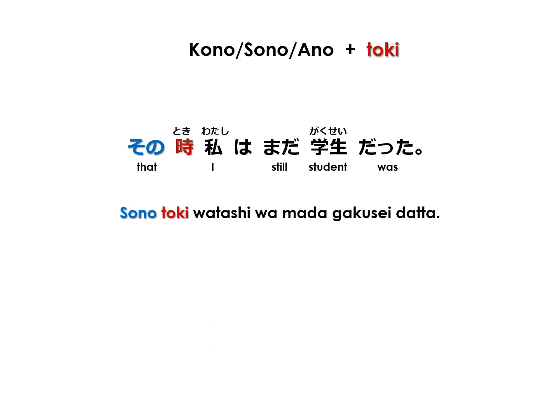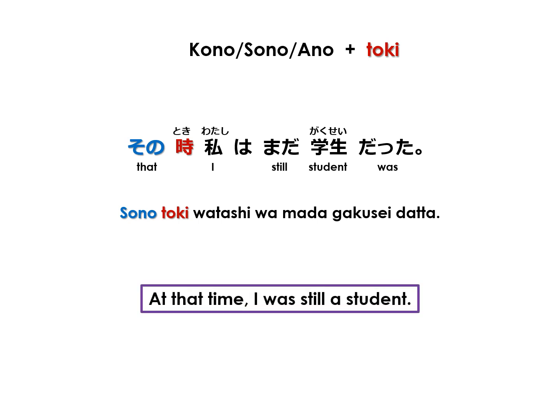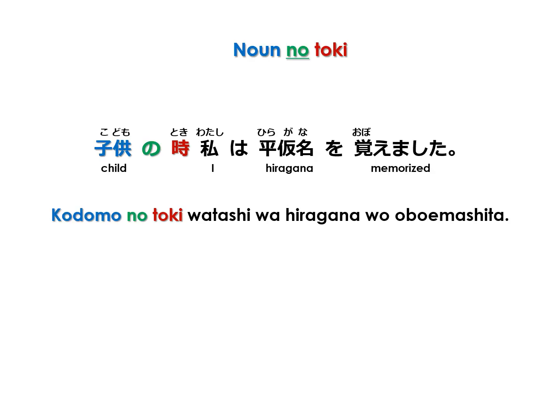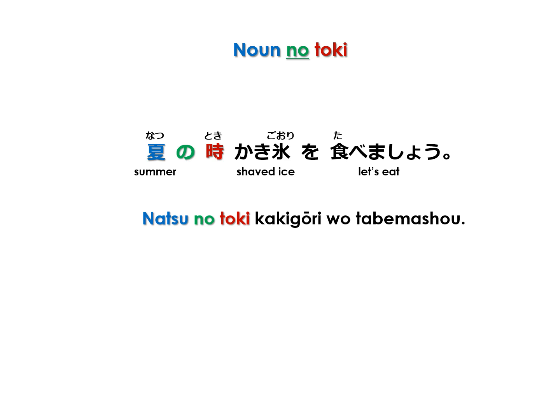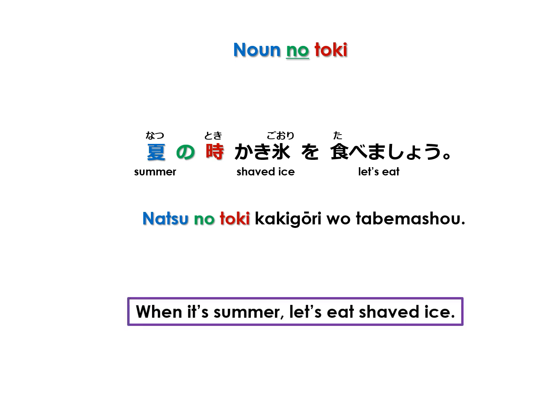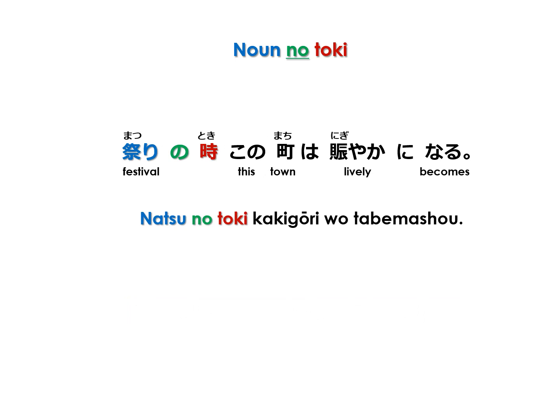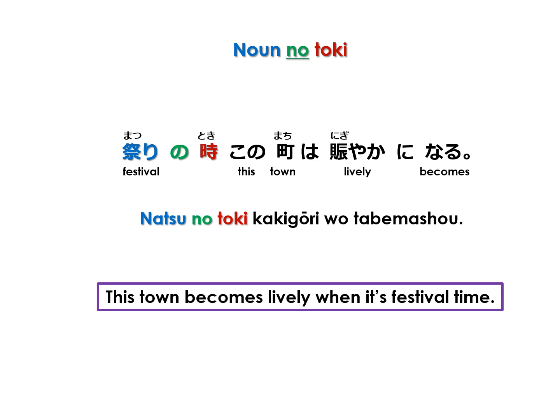その時、私はまだ学生だった。At that time, I was still a student. 子供の時、私はひらがなを覚えました。I memorized the hiragana alphabet when I was a child. 夏の時、かき氷を食べましょう。Let's eat shaved ice when it's summer. 祭りの時、この町は賑やかになる。This town becomes lively when it's festival time.